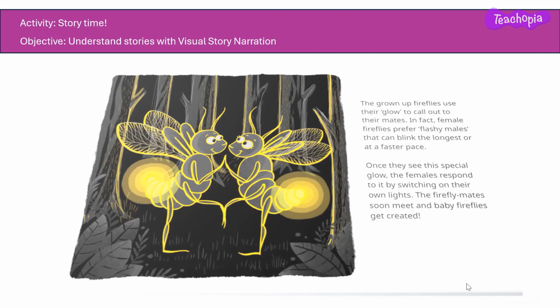The grown up fireflies use their glow to call out to their mates. In fact, female fireflies prefer flashy males that can blink the longest or at a faster pace. Once they see this special glow, the females respond to it by switching on their own lights. The fireflies' mates soon meet and baby fireflies get created.